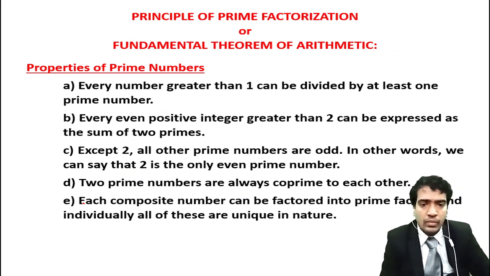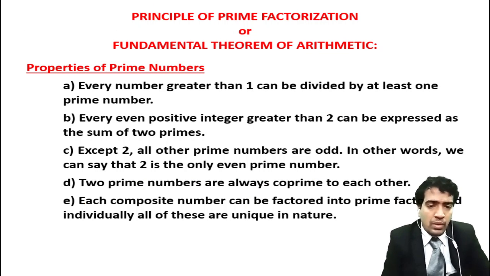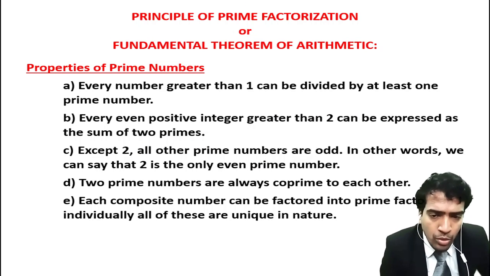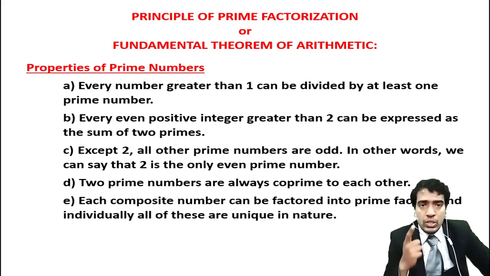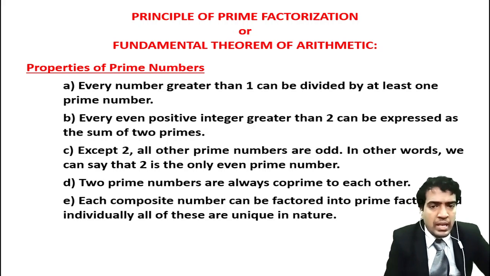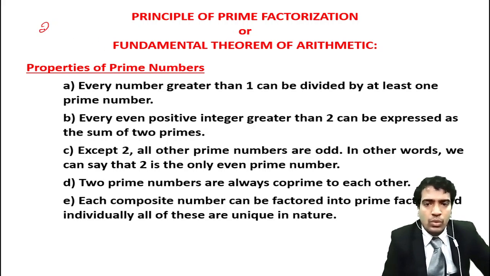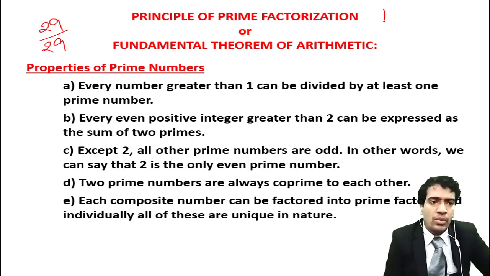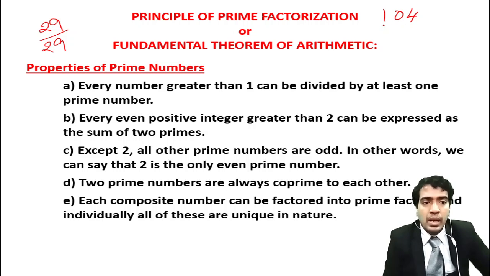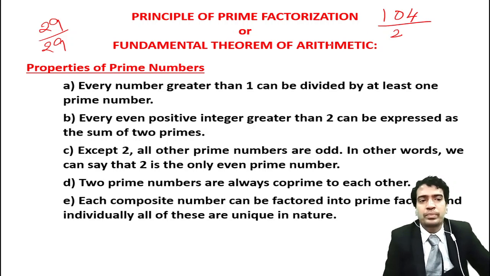Now let us look at some of the important properties of prime numbers. Every number greater than 1 can be divided by at least one prime number. Let us take the example of 29. It can be divided by 29, which is a prime number. Let us take the example of 104, right? It can be divided by 2, which is a prime number. You take any other number.